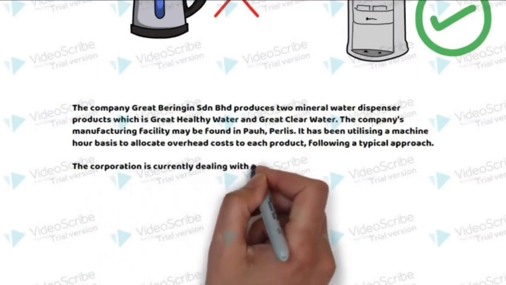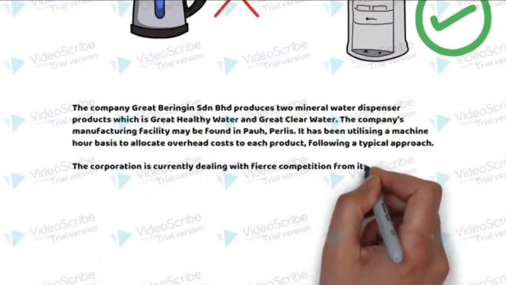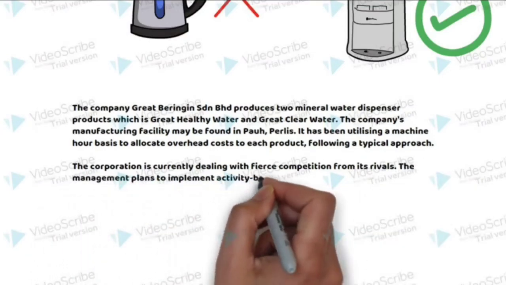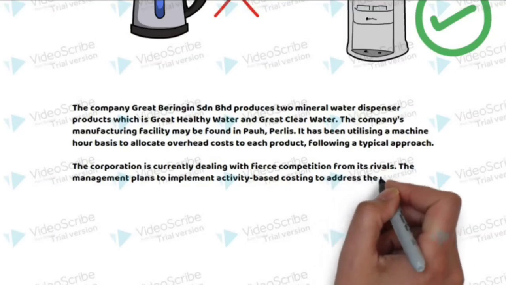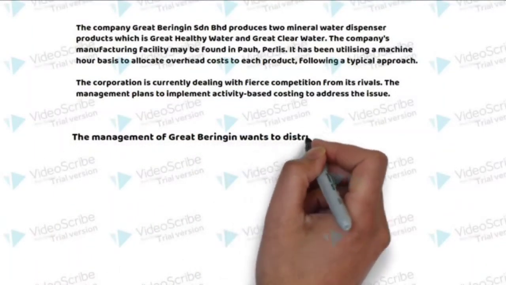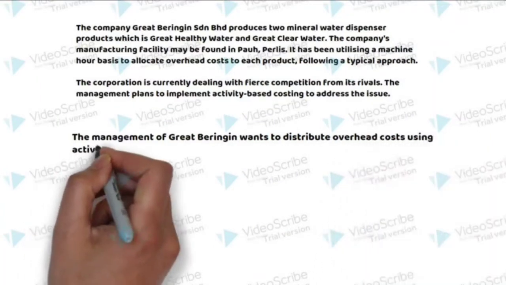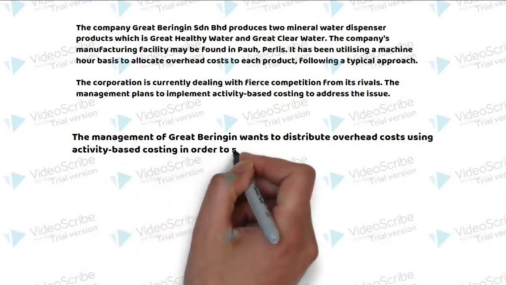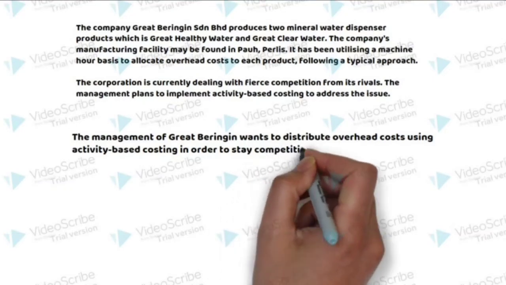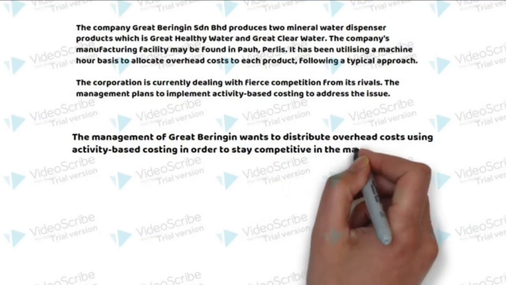The corporation is currently dealing with fierce competition from its rivals. The management plans to implement activity-based costing to address the issue. The management of Great Britannia wants to distribute overhead costs using activity-based costing in order to stay competitive in the market.